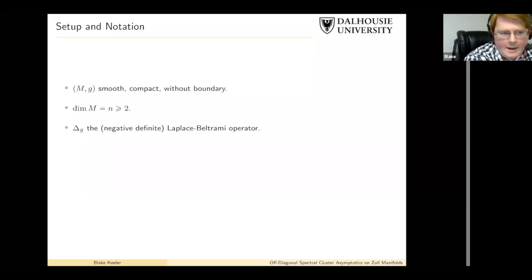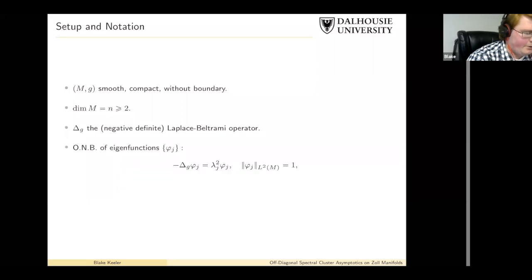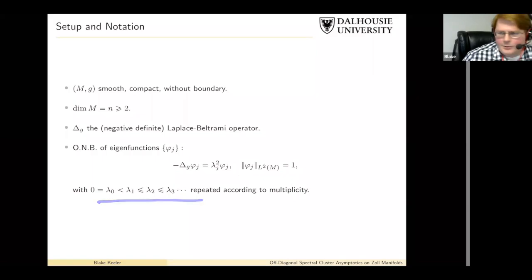Because of the compactness of M, we have an orthonormal basis of eigenfunctions, which I'll denote by phi sub j, such that negative delta applied to phi j gives us back eigenvalues lambda j squared times phi j again. They're normalized so that their L2 norm is 1. And these frequencies lambda j start at 0 and are listed in increasing order, repeated according to multiplicity. So some of them may be equal to each other.